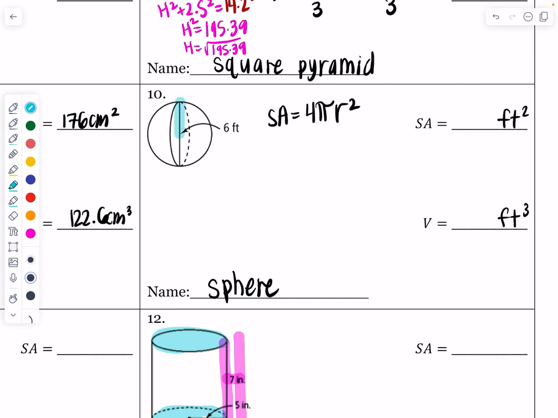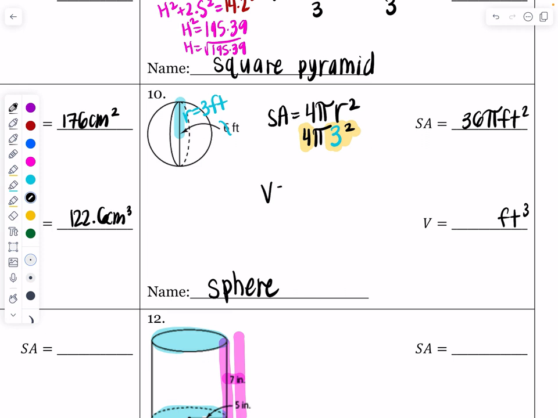So if my diameter that it's pointing to is 6, that means that my radius is going to be 3 feet. I'm going to cross out that 6 when I'm done with it so I don't accidentally plug that in. So that's going to be 4 times pi times 3 squared. You're going to type into your calculator everything except the pi symbol to leave it in terms of pi. So 4 times 3 squared gives me 36. So my answer for my surface area is going to be 36 pi feet squared.